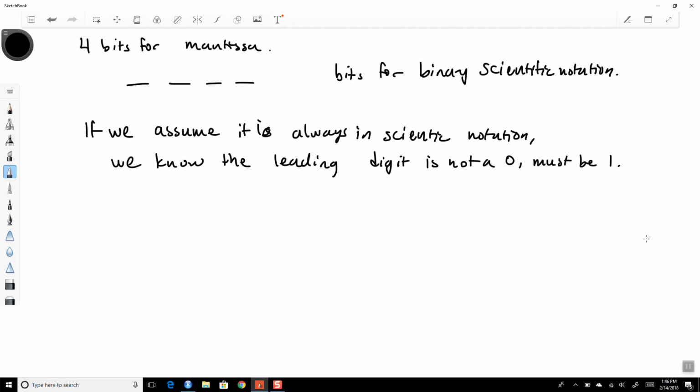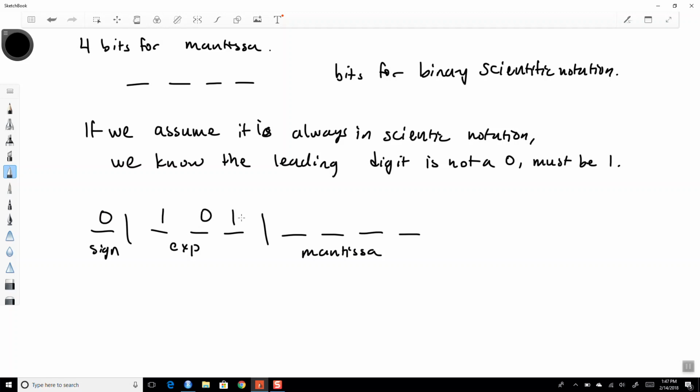Okay. And so here, let's say I've got my sign, my exponent, 1, 2, 3, and my mantissa is 1, 2, 3, 4. Let's say I'm going to put in 0, 1, 0, 1, 0, 1, 1, 1. So let's say this is how the number is stored. What does this number represent?